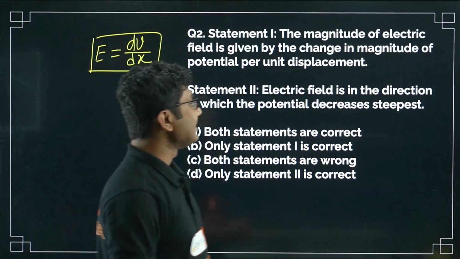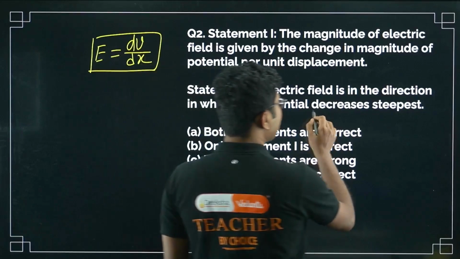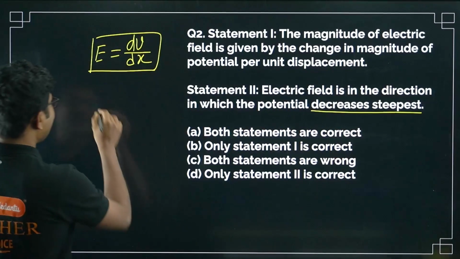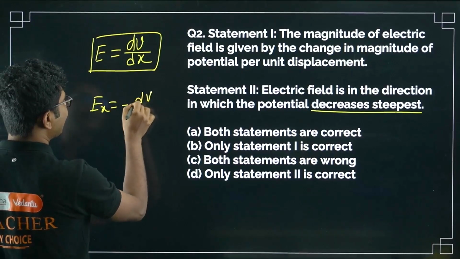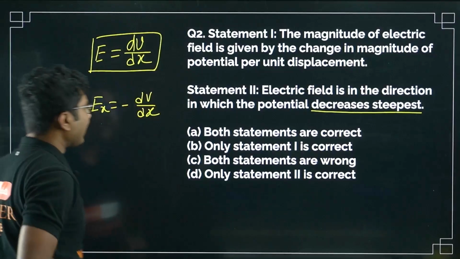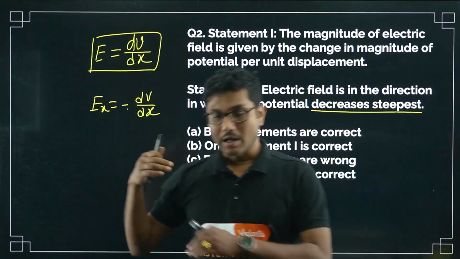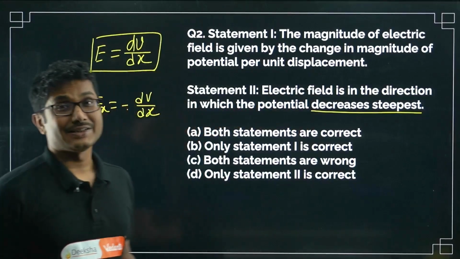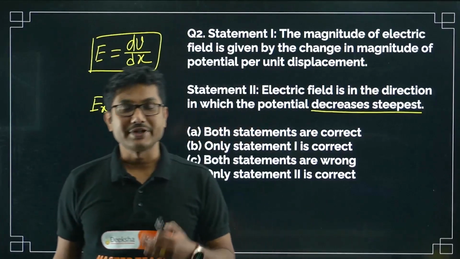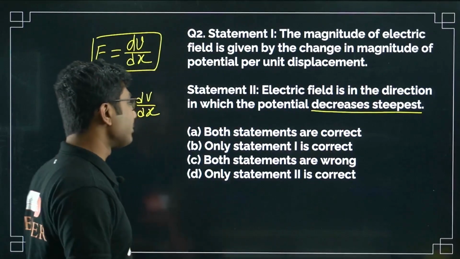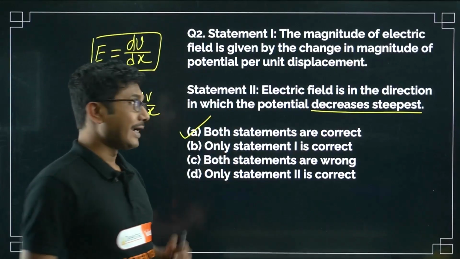Statement 2: electric field is in the direction in which the potential decreases the steepest. So obviously this is also correct. That's why when we include the direction, we generally write Ex equals minus dV by dx, right? So basically this negative sign represents that the electric field points in the direction in which the potential decreases. So the electric field represents the direction in which potential decreases the steepest. That is also a correct statement. Both statements are correct, so option A is the correct answer for this question.